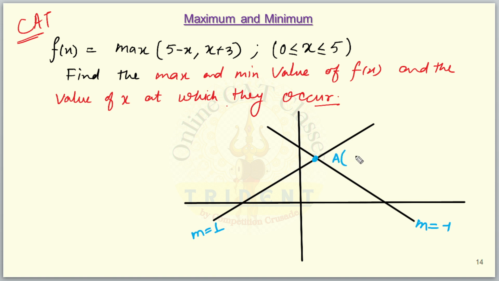Let's call this point (something, something). I don't know the coordinates at this point. I know the slopes, but I have been given this expression, f of x is the max of these. These two lines, 5 minus x and x plus 3, will intersect at this point, and at this point both of them are going to be equal. So 5 minus x equals x plus 3, 2x equals 2, or x equals 1. So x equals 1 is the x-coordinate for this point.